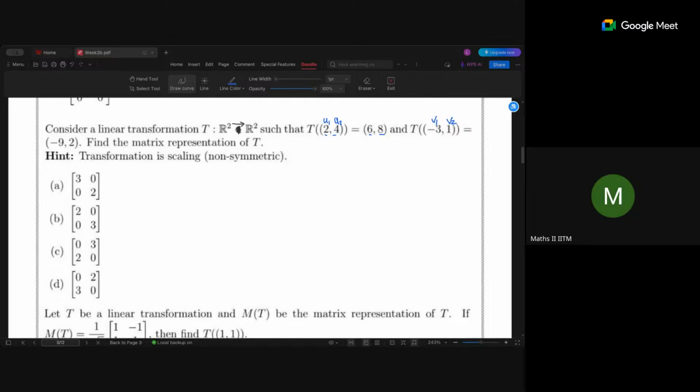It's not exactly a scalar multiple. Scalar multiple means the entire vector is multiplied by one number. But here some scaling is happening, but it's not exactly a scalar multiple.